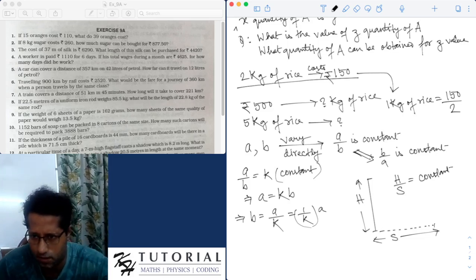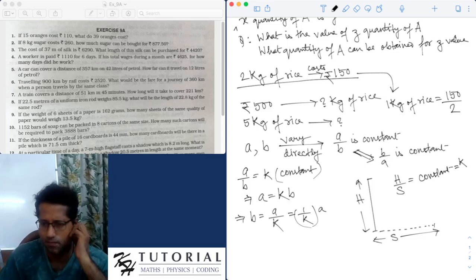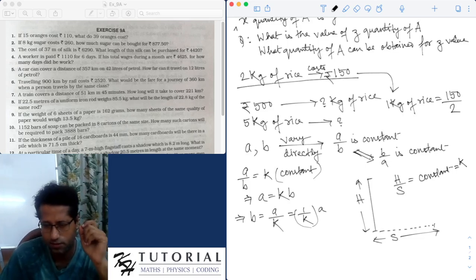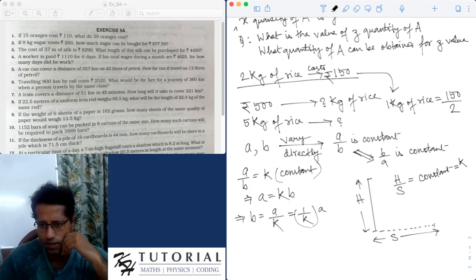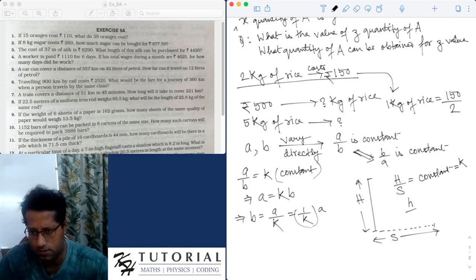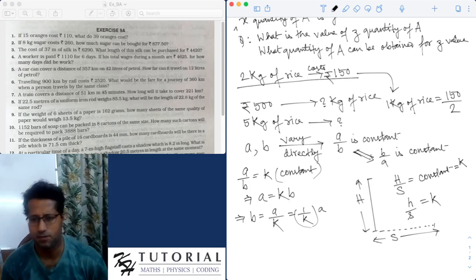If you have another object, this constant is some value k, it's some constant number, it doesn't vary. This constant is the same for a specific time in the day. So if there is another object which has height h, and at that same time it casts a shadow small s, then small h by small s will also be k. So this is what it means.